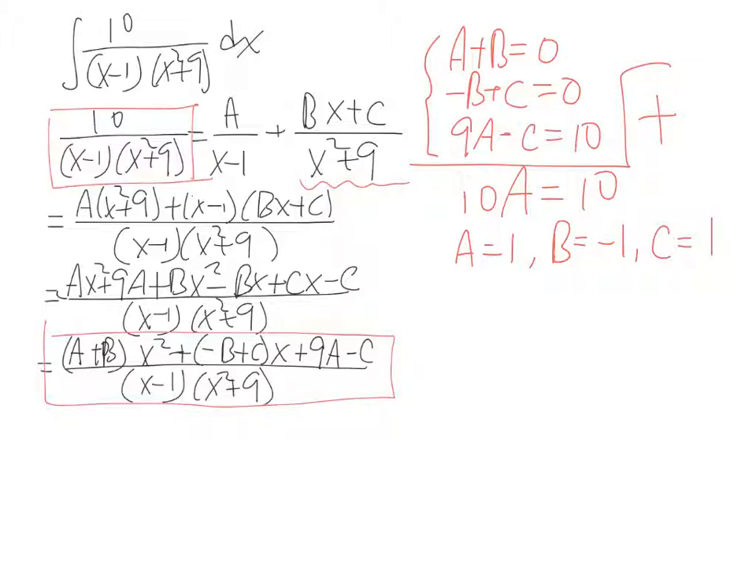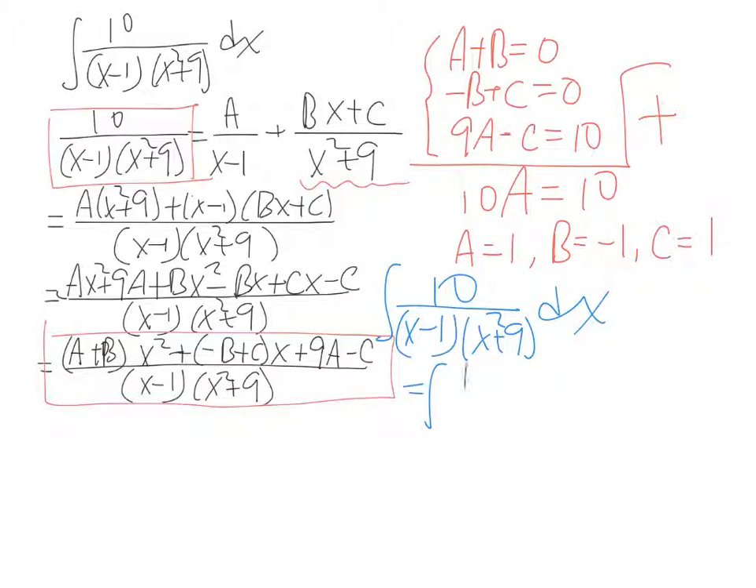From these results, I get to know this integrand can actually be written a little differently in this form. 10 over x minus 1 times x squared plus 9 dx can be written as 1 over x minus 1, so that's from here, A over x minus 1, plus negative x minus 1 over x squared plus 9 dx. I integrate this function, and we're going to write it here.